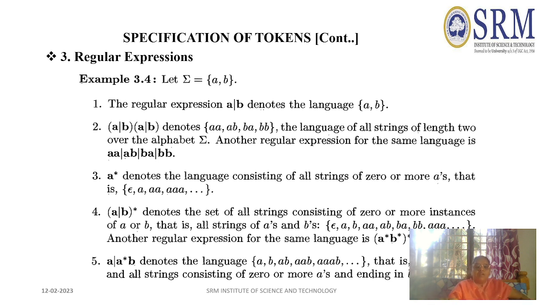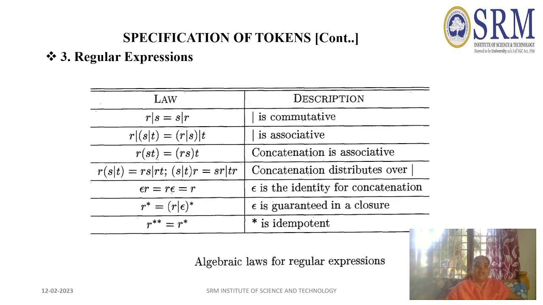You can have any number of alphabets in a particular language. So the algebraic laws for regular expressions we are going to have. The first one is the commutative property. R is a regular expression, S is a regular expression. How will you apply the commutative property over the union symbol? R or S is equal to S or R. And similarly the associative property over the union symbol, that is R or S or T is equal to R or S or T.